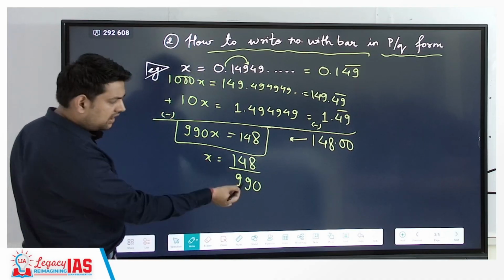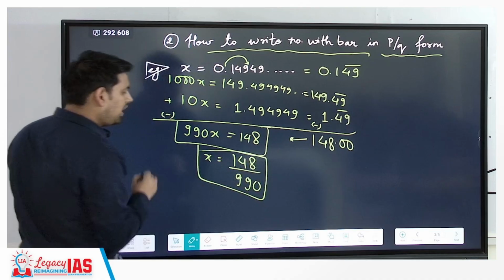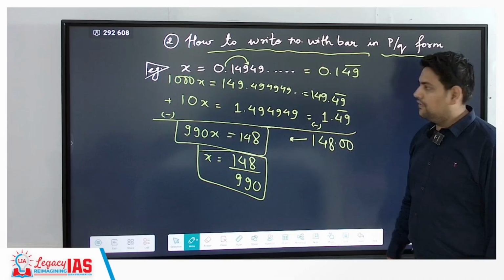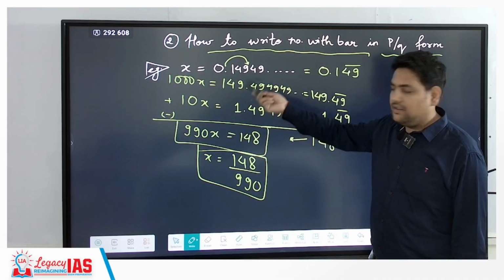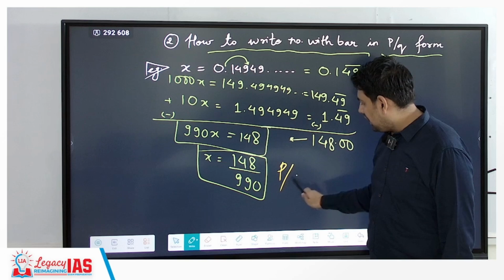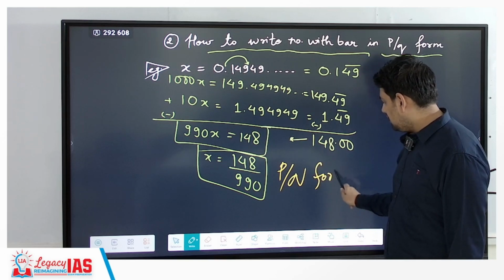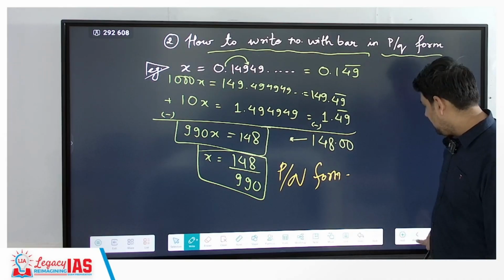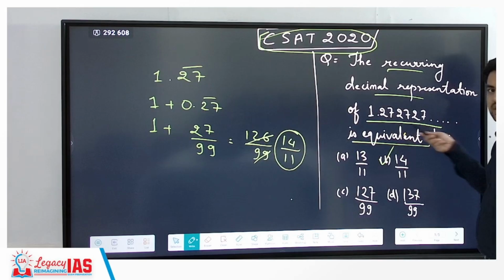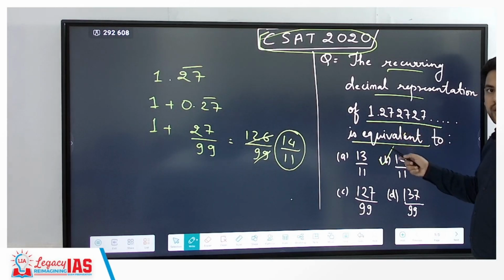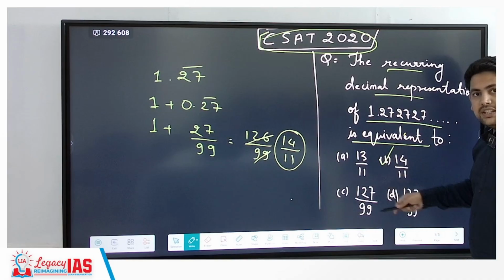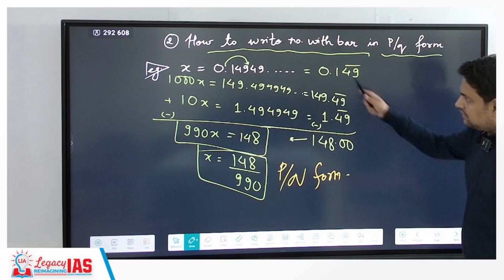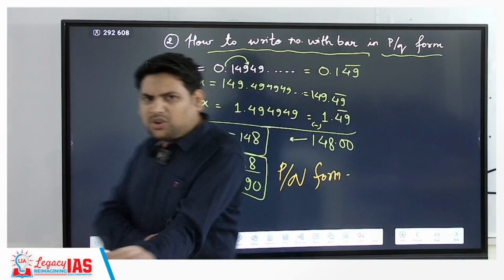990 is in multiplication here, there it goes in divide. Now we have got x in P by Q form. That is what we wanted. This was a number with a bar and we have reduced it to P by Q form. Understood? In this question also, this is a number with a bar and we have to find what it is equivalent to, that is, in P by Q form. So we did this for this number. Okay, so you got the process.